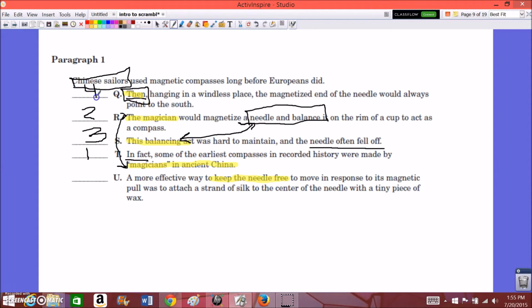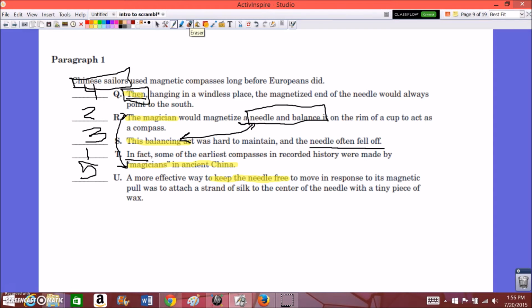And does the next sentence, the last one, flow? Does U logically come after Q? It would always point to the south. A more effective way to keep the needle free to move in response to its magnetic pull was to attach a strand of silk to the center of the needle with a tiny piece of wax. Yes. This seems to be the best logical relationship of sentences.